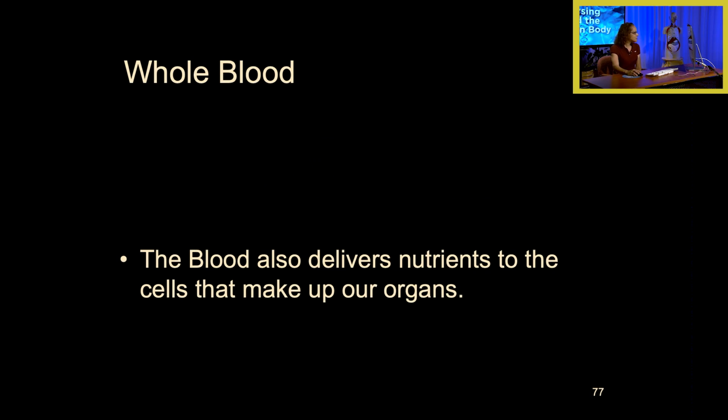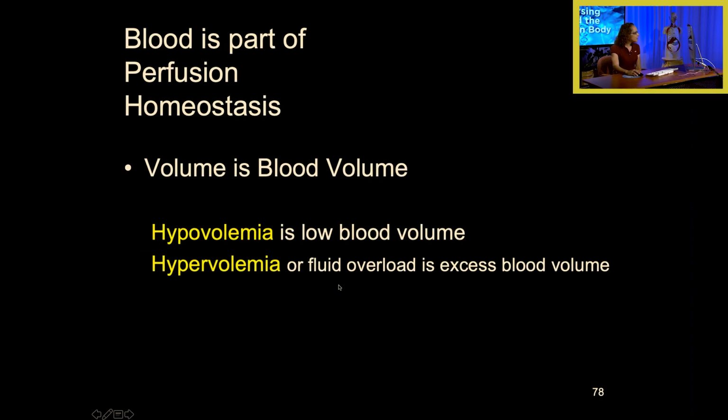Whole blood is the blood that delivers the nutrients to the cells that make up our organs. And we've already talked a little bit about volume, which is blood volume. We said that hypovolemia is low blood volume. And we said that hypervolemia, or fluid overload, is excess blood volume.